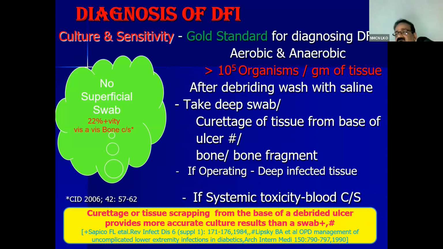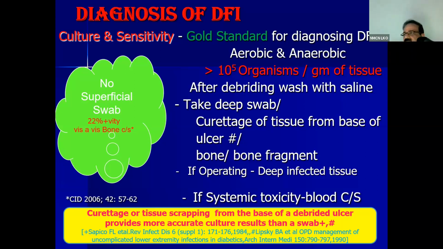As far as culture sensitivity is concerned, there are certain points everybody should remember. One, if you find that the ulcer is necrotic, chronic, recurrent, not responding, and there is blackening of the tissue, or a foul smell, then there are chances of anaerobic infection. So always get aerobic as well as anaerobic culture sensitivity if you have these signs. And if the finding is more than 10 to the power 5 organisms per gram of tissue, then there are chances of infection.